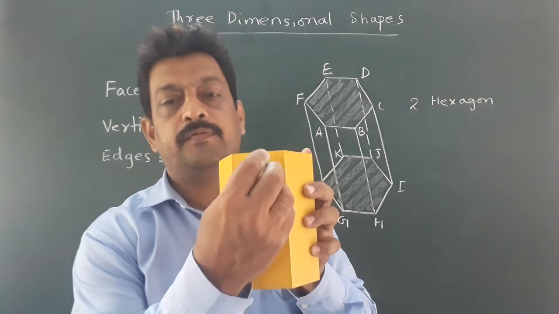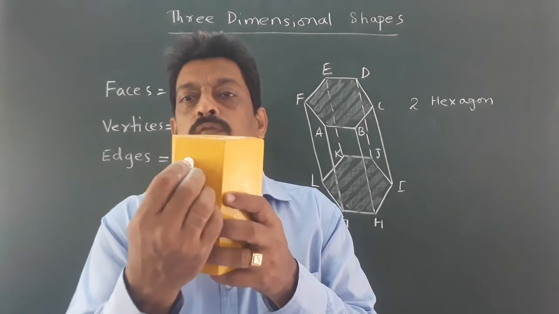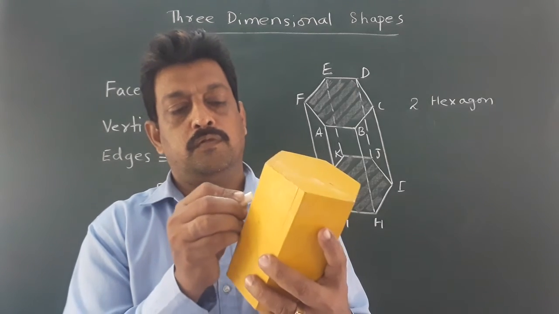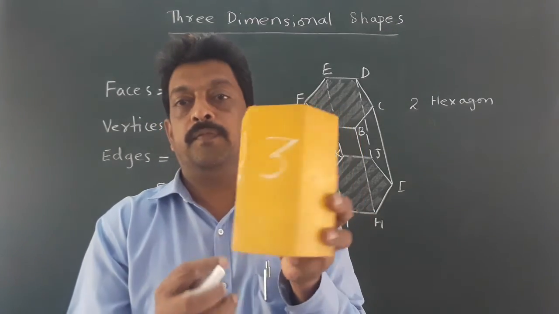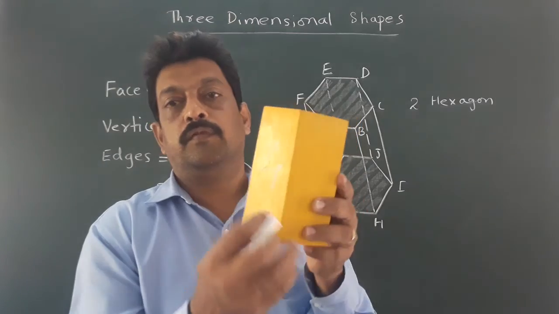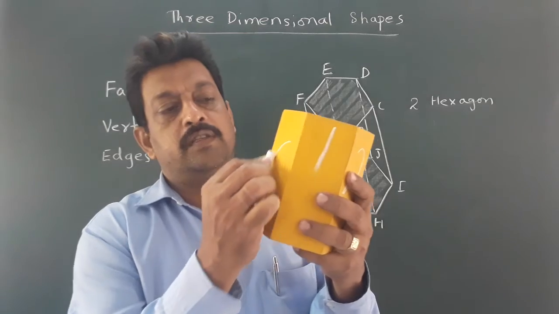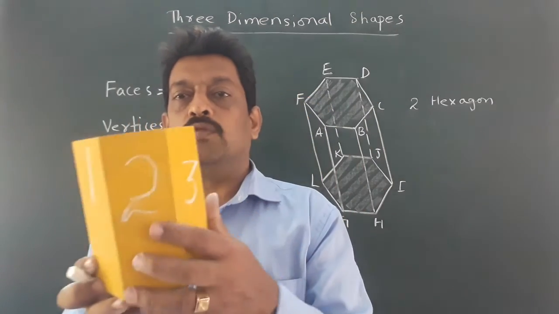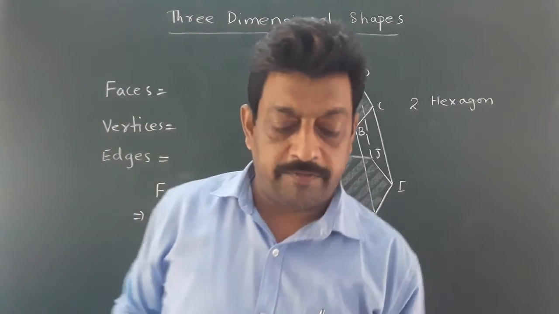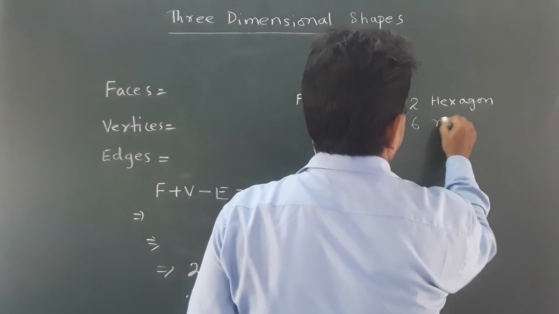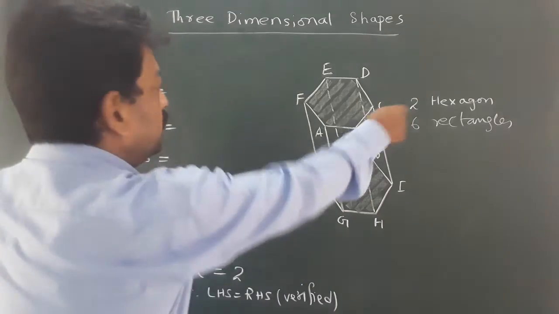Let me mark here. So this is 1, 2, then this is 3, this is 4, and this is 5, and this one is 6. Okay, so 1, 2, 3, 4, 5, 6. 6 rectangular faces. So all total 8 faces.